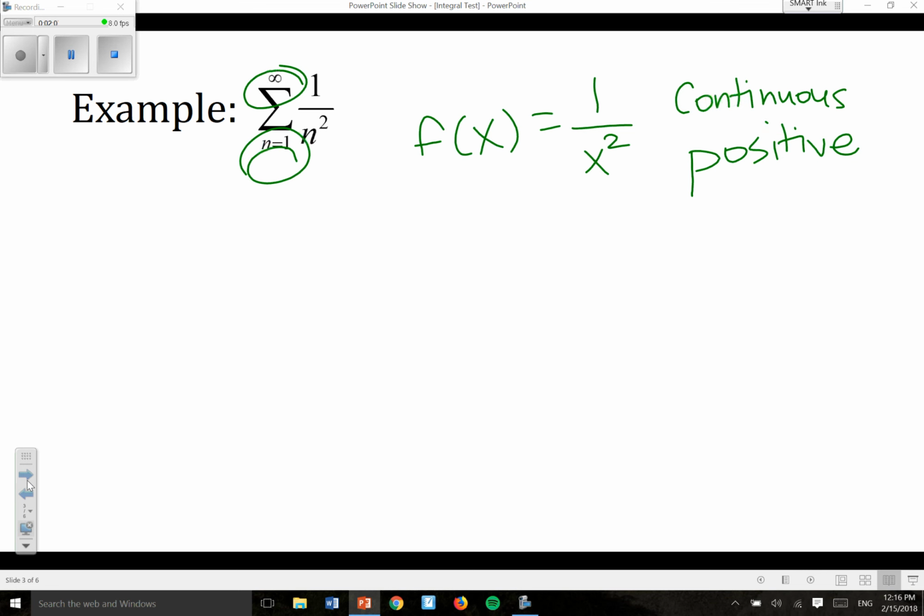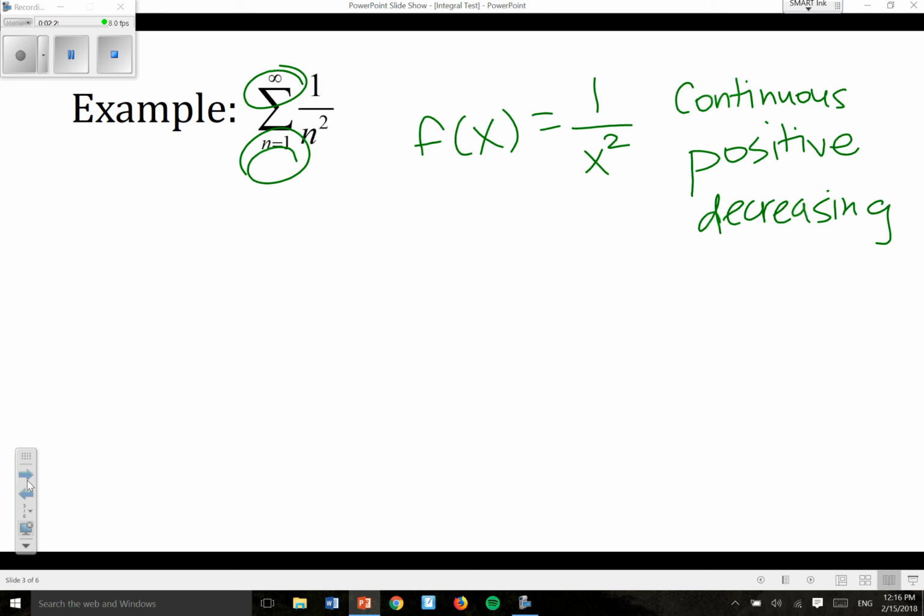It's always positive. 1 over x squared, because x squared is always positive, it always stays above the x-axis. And it's decreasing. As we plug bigger numbers in for x, my overall value of f of x gets smaller and smaller because of that x squared in the denominator.